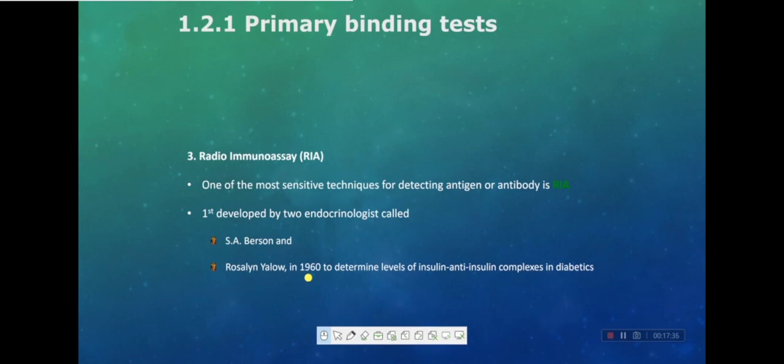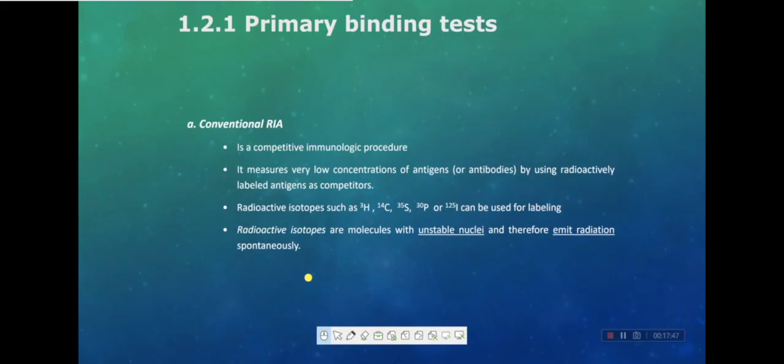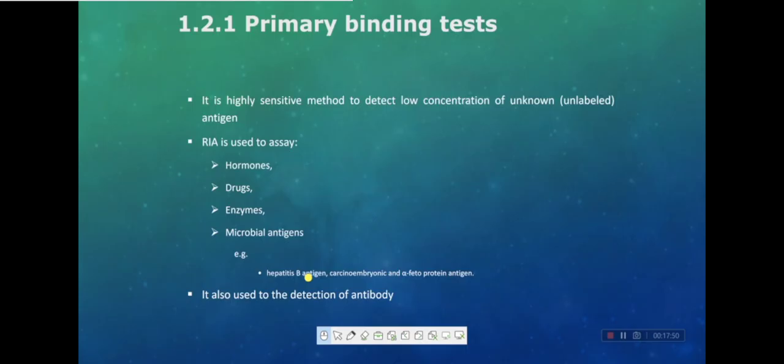RIA was first developed by the endocrinologist S.A. Berson and Rosalind Yalow in 1960 to determine levels of insulin anti-insulin complex in diabetics, right?